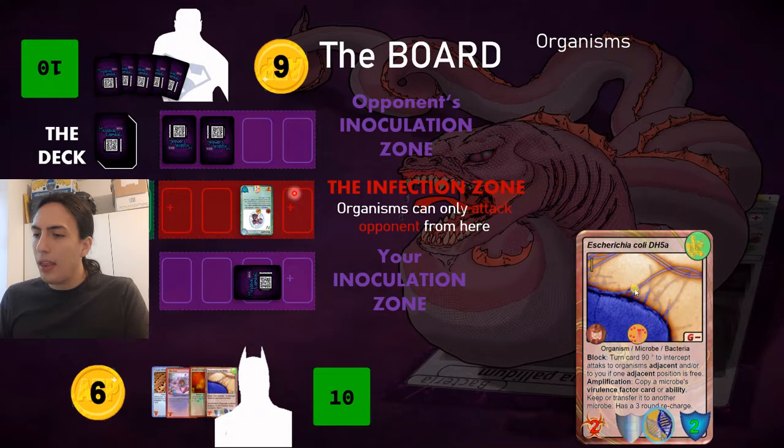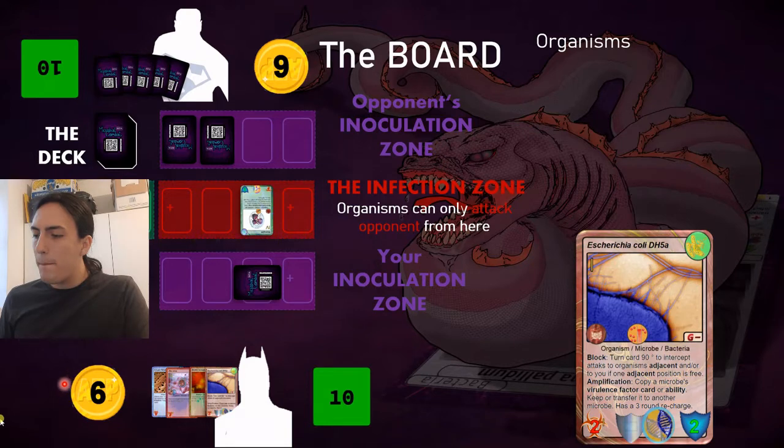And the infection zone, you want to move your organisms, generally at least some, to the infection zone because this is the only place that you can attack your opponent from. So organisms in the infection zone can attack your opponent, but if they are still in your inoculation zone, they can't do that yet. They need to first move there. So here Batman is considering playing this card, which is Escherichia coli, which we saw earlier. And to play it, we see it has 1 ATP cost.